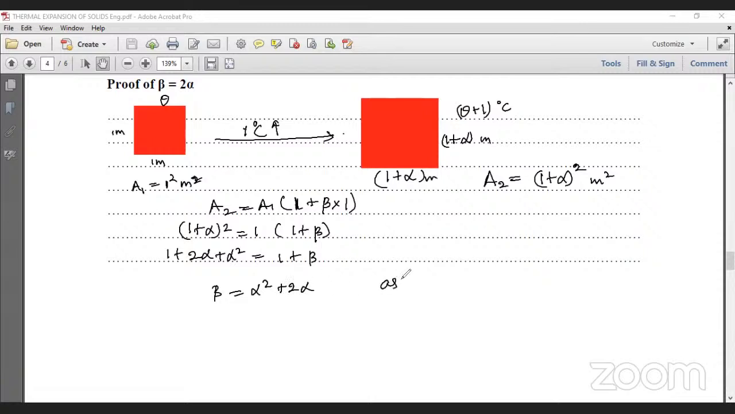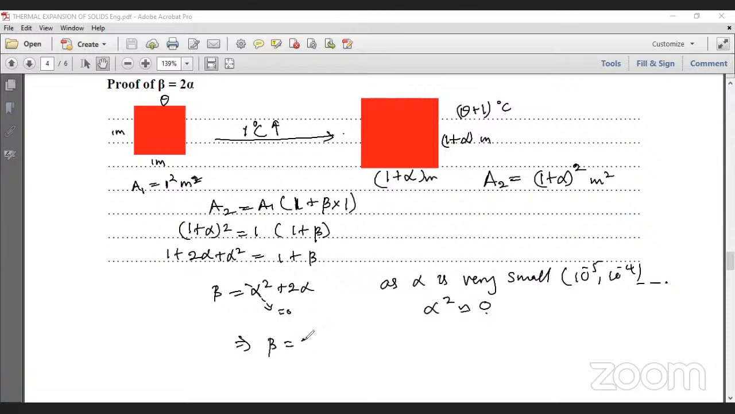As alpha is very small, alpha squared is approximately 0. Very small means values like 10 to the minus 5 or 10 to the minus 4. The square we can consider as 0, so this term is 0, and the remaining one is beta equals 2 alpha. So that's the way you can derive this.